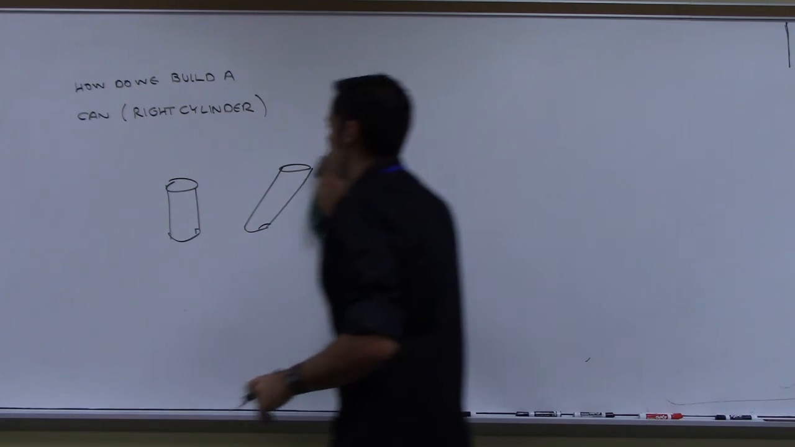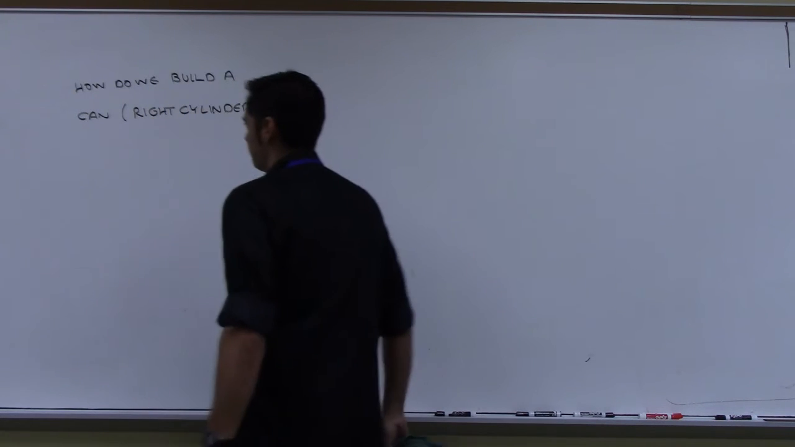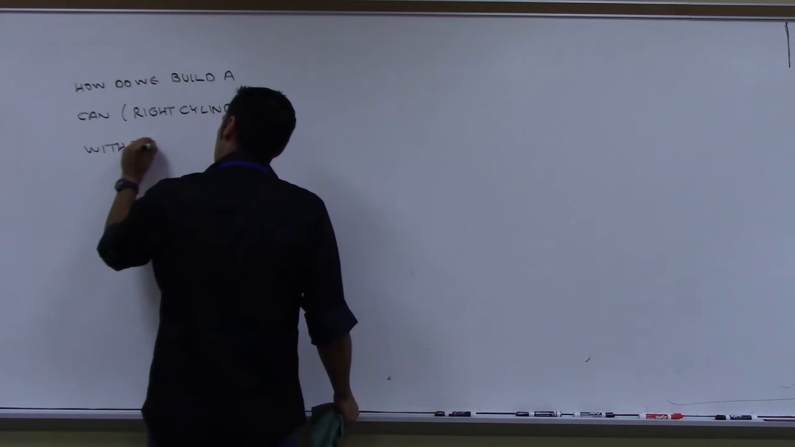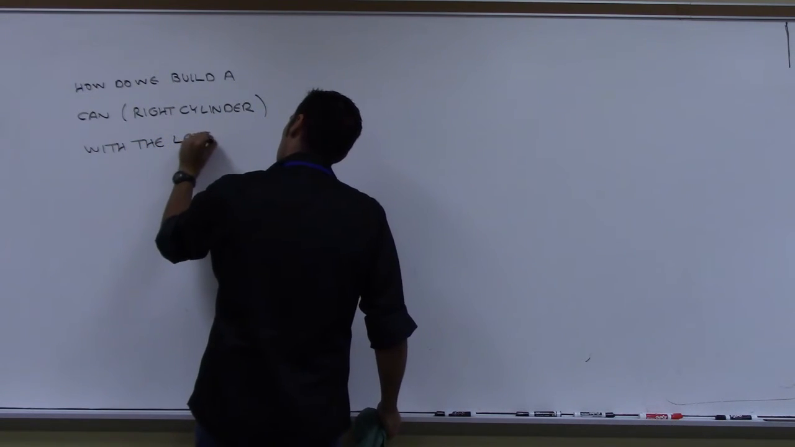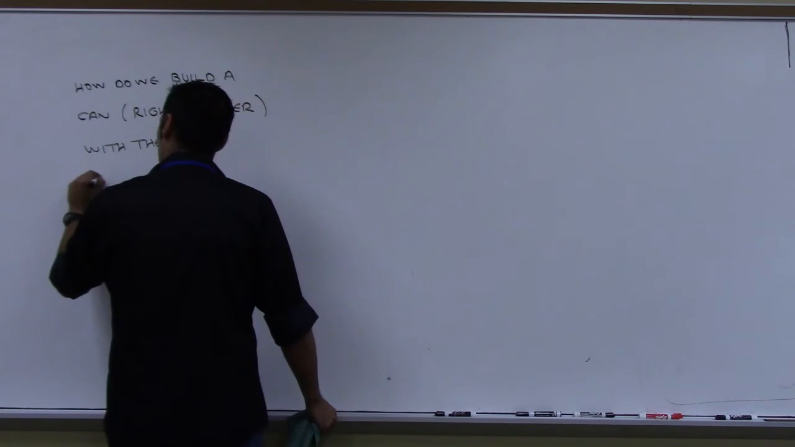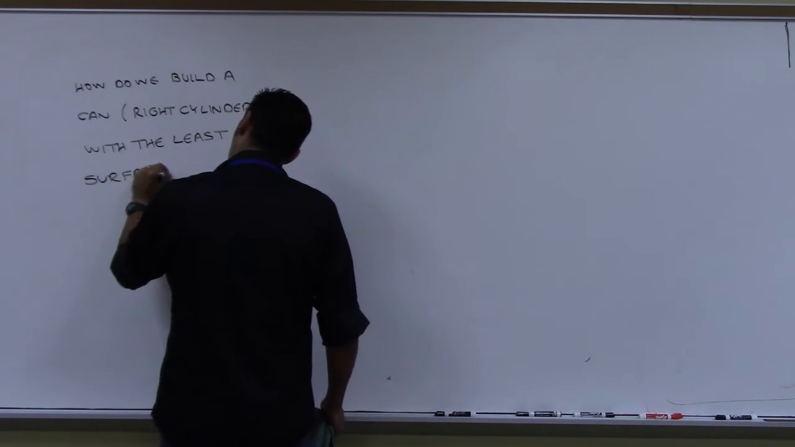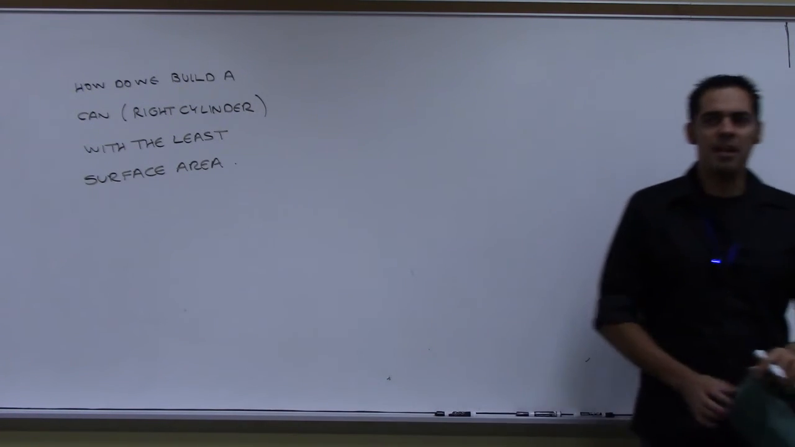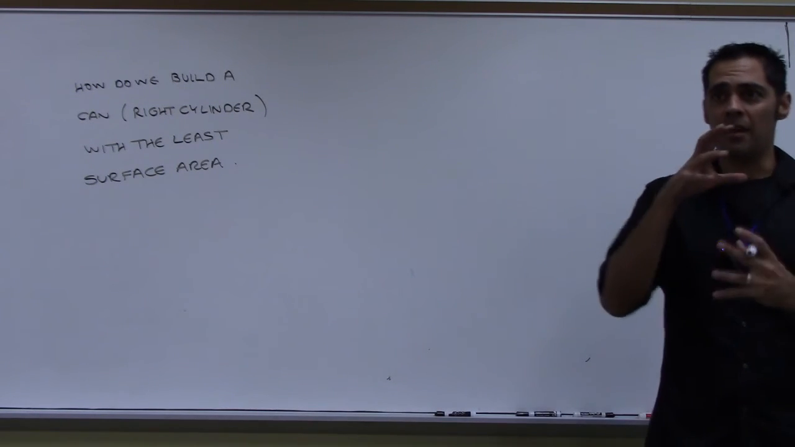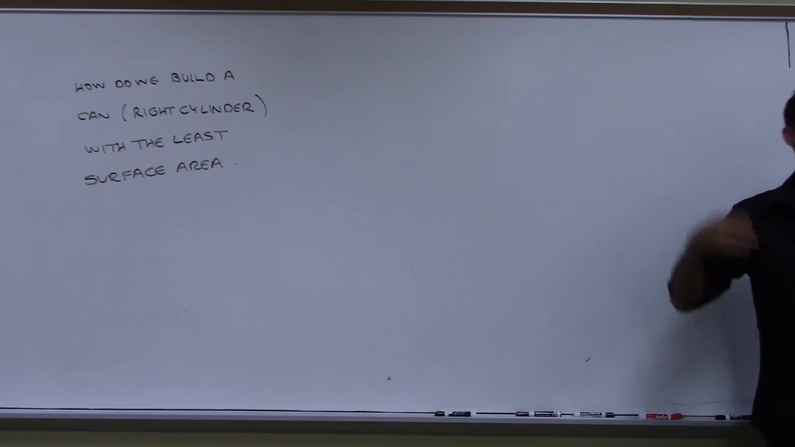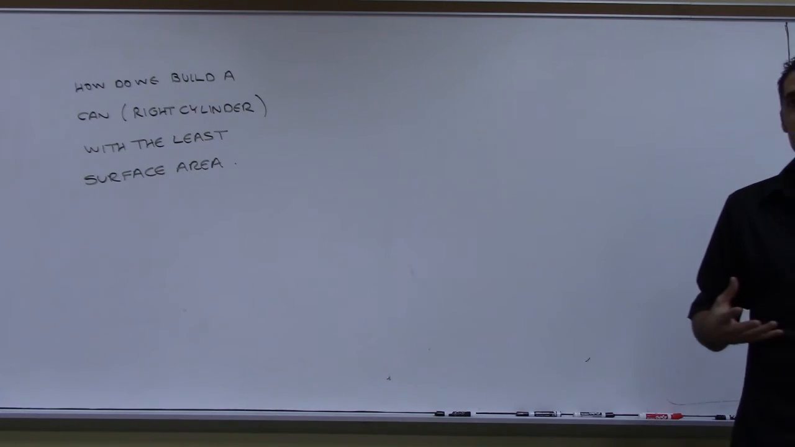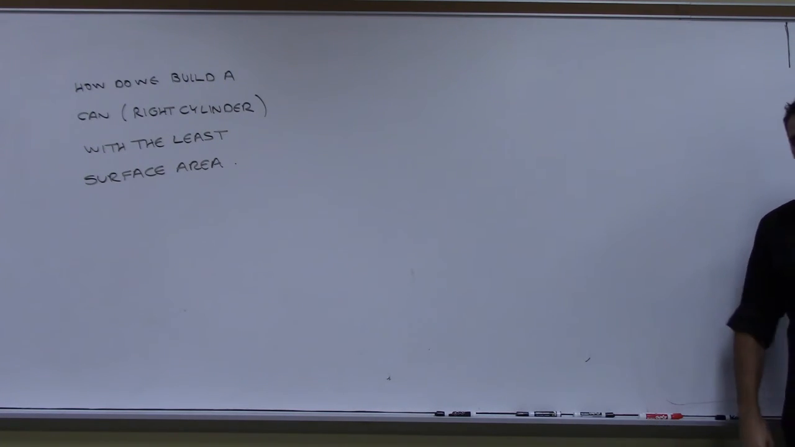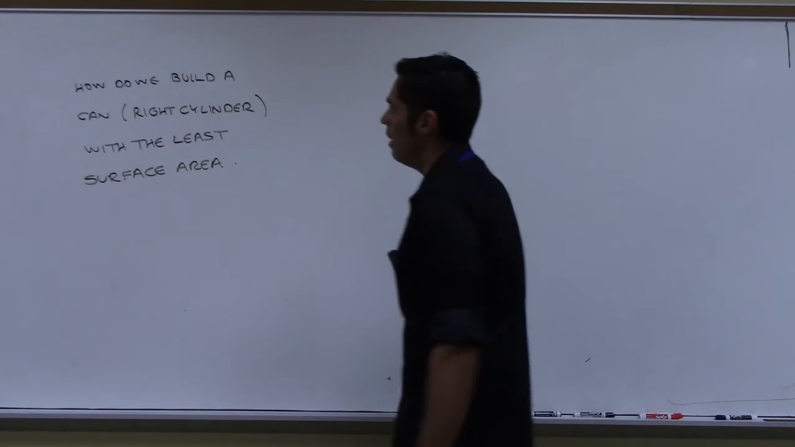So how do we build a right cylinder with the least surface area? That's what we want, right? The surface area is the aluminum. That's the part that we have to buy from some aluminum company and build our cans from. So we want that surface area to be as small as possible.